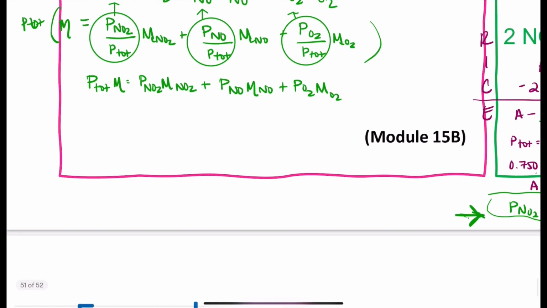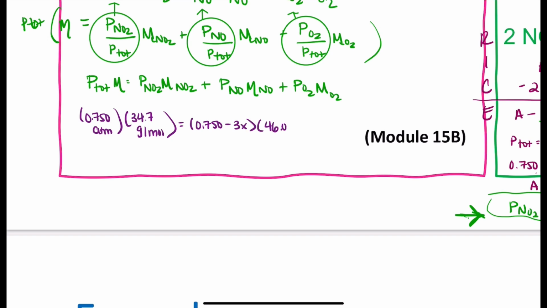Now I'm going to plug things in. I know that the total pressure of the system is 0.750 atmospheres. I know the molar mass of the mixture is 34.7 grams per mole because I used the density equation derived from the ideal gas law. I know that my partial pressure of NO2 is 0.750 minus 3x at equilibrium, and I can add up the molar mass of NO2, and it's 46 grams per mole.